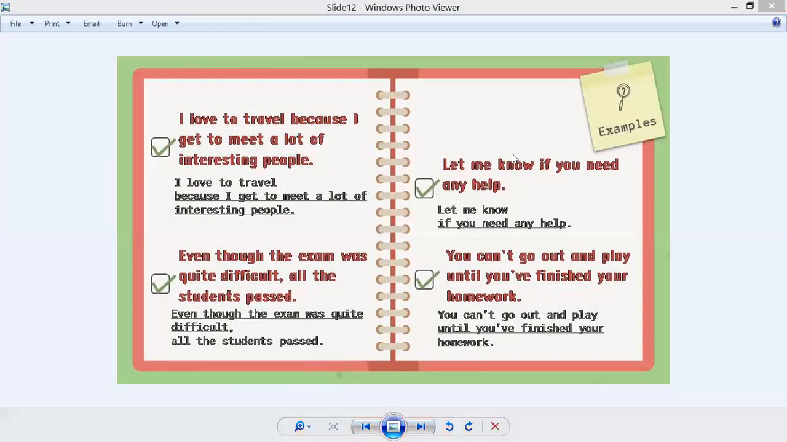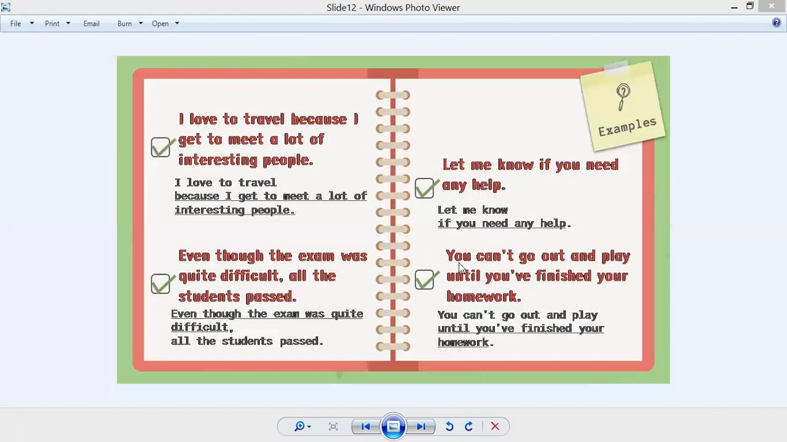This one over here, let me know if you need any help. This in general looks like a simple sentence, but it is not. It is joined by using a conjunction if, right? So let me know is your independent clause, and if you need any help is your dependent clause.